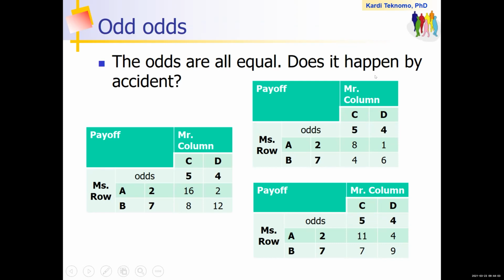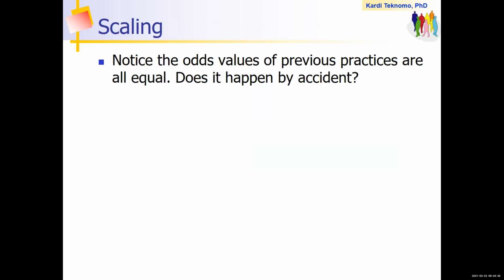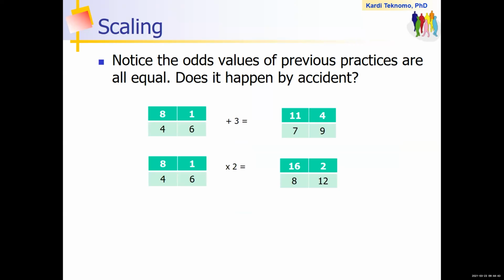the odds are all equal in these three games, you see, with this 2, 7, 5, 4, even though the payoffs are not the same, right? 8, 1, 4, 6; 16, 2, 8, 12; 11, 4, 7, 9. Those are the payoffs. So what makes them equal odds in this case? That is what is called scaling. If you notice, the odds in the previous three practices are all equal. They did not happen by accident.